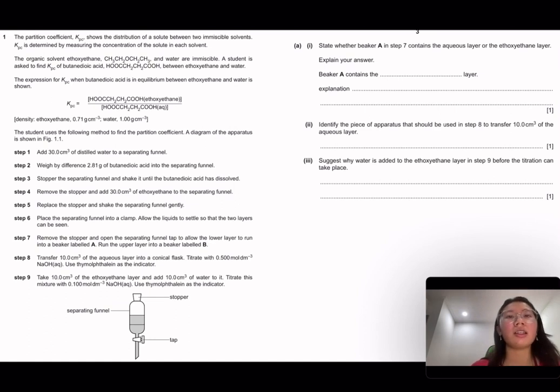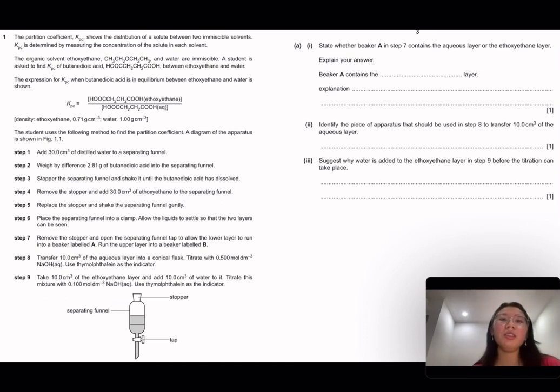Alright, next, we're given the density of ethoxyethane and water. As you can see, water is more dense. So usually that means that water would be at the bottom layer and your ethoxyethane would be at the top layer because it has lower density. And that would also be the answer to question AI.